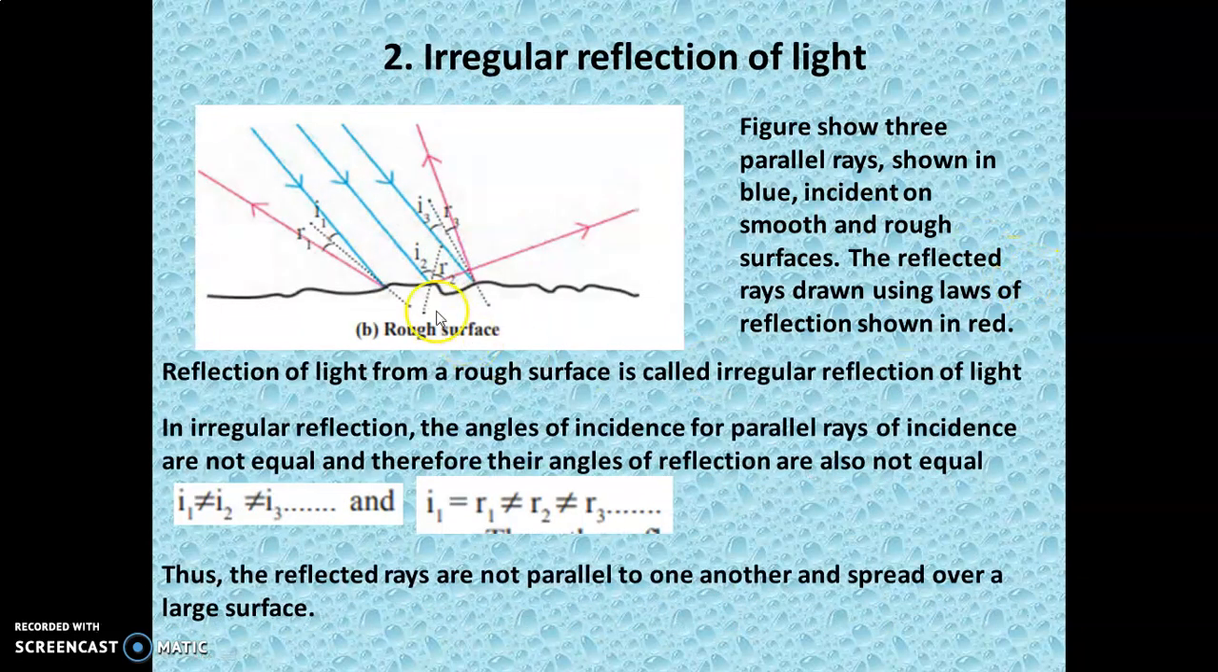Now going to irregular reflection, this is a rough surface. You saw the previous diagram; now see the next diagram. The blue colored one is the incident ray and the red colored one is the reflected ray. They are haywire. They are not equal. They are going here and there. Therefore here the angle of incidence and angle of reflection are not equal. The reflected rays are not parallel to each other and they spread over a large surface.